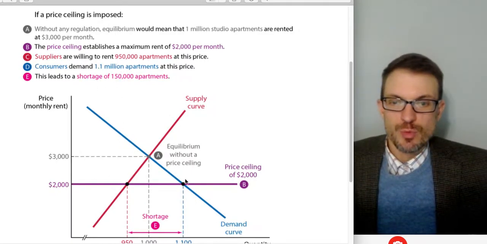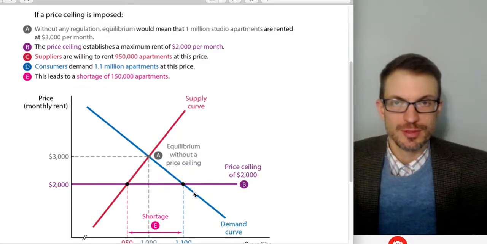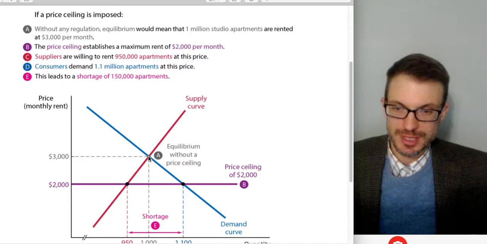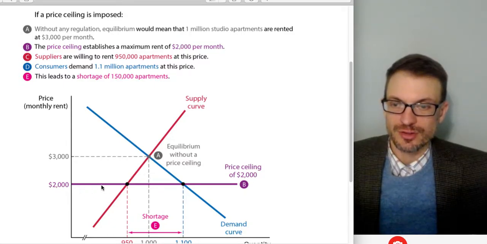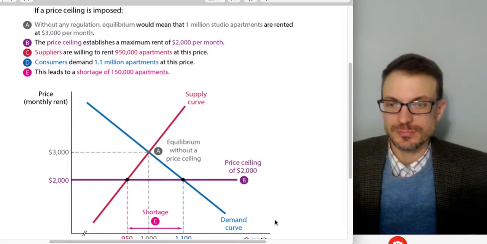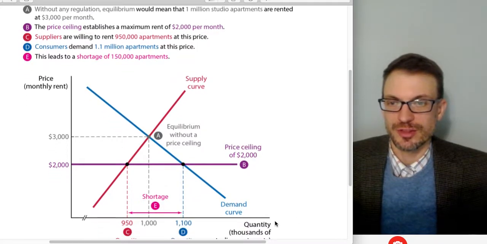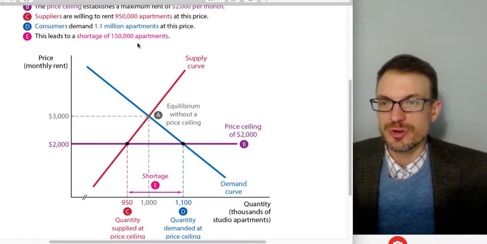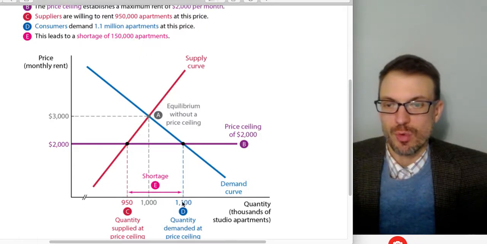So now the price ceiling is established at $2,000 per month. This is now a binding price ceiling because the equilibrium wants to be here at A, but we're not allowed to sell any higher than this price ceiling. All right, so now we have a binding price ceiling in this market. Consumers demand 1.1 million. That's the quantity demanded at the price ceiling.